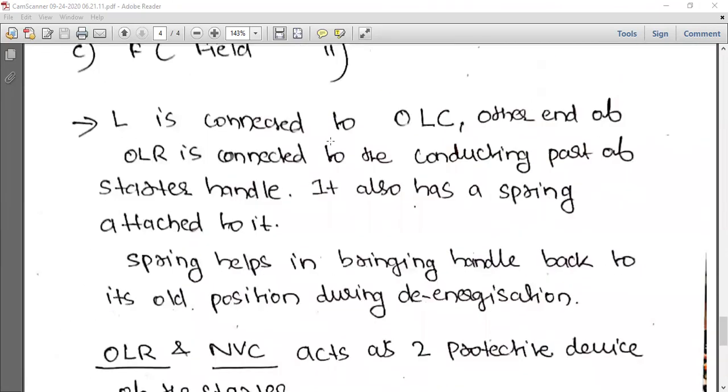The line is connected to the OLC, that is the overload coil. The other end of the OLR is connected to the conducting part of the starter handle. It also has a spring. The spring helps in bringing the handle back to the old position during de-energization.